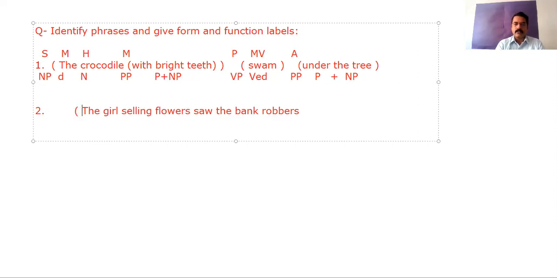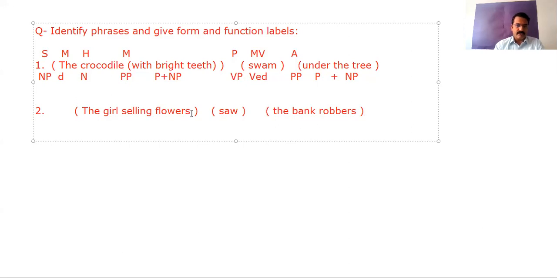First phrase, the girl selling flowers. Selling flowers is also a part of the noun phrase, the first phrase, that is the girl. If you bracket the girl only, then your identification is wrong. Second phrase is saw. Fine. And third phrase is the bank robbers. Right. So let us start with the analysis of these phrases.